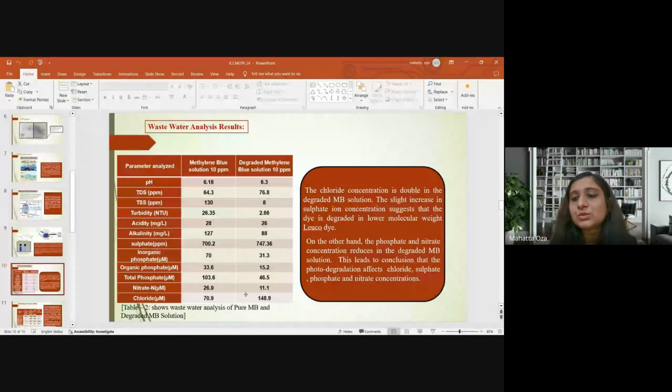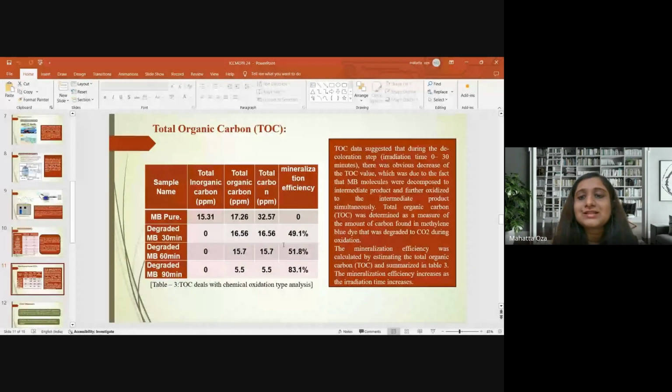This leads to the conclusion that the photodegradation affects chloride, sulfate, phosphate and nitrate concentrations. Now, these are the TOC data.